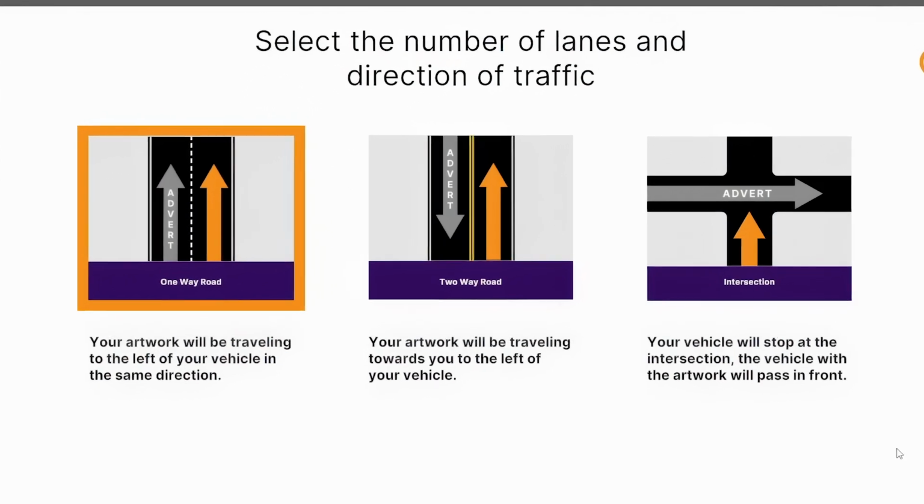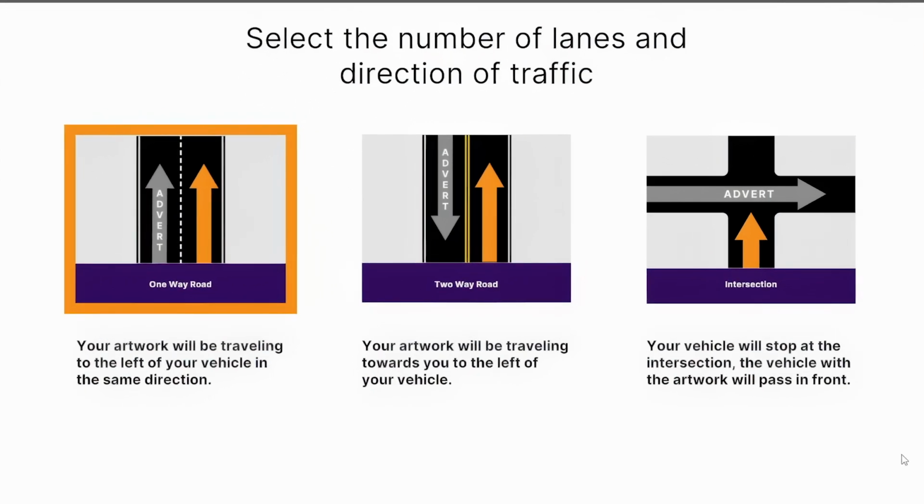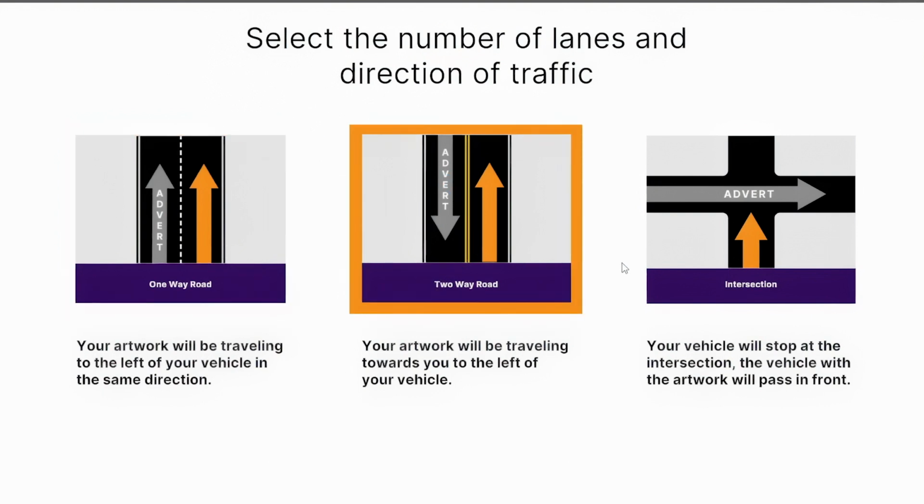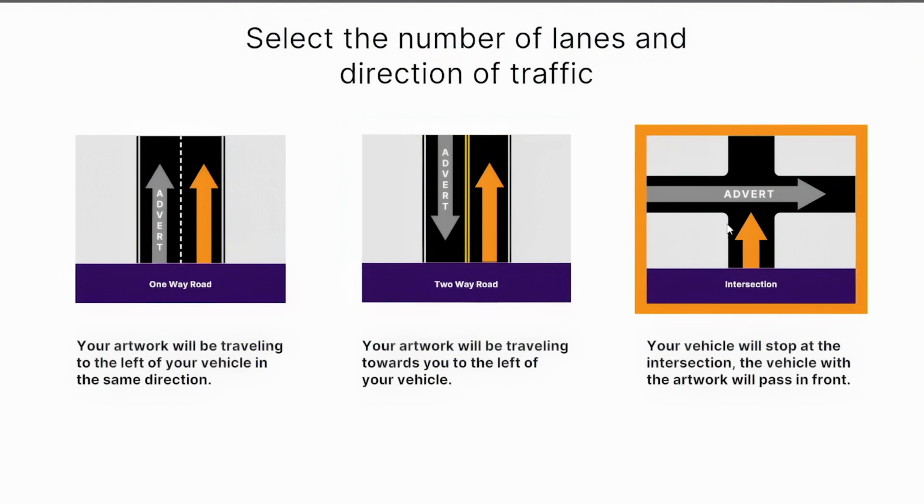Select where on the road the bus will appear in relation to your vehicle. Your artwork will travel on the bus alongside you on a one-way street, moving towards you in a two-way traffic passing on the left side of your vehicle, or crossing an intersection so that the bus will travel directly in front of you. This option will provide you with the optimal viewing experience of your ad. Select your option by clicking the option you want.